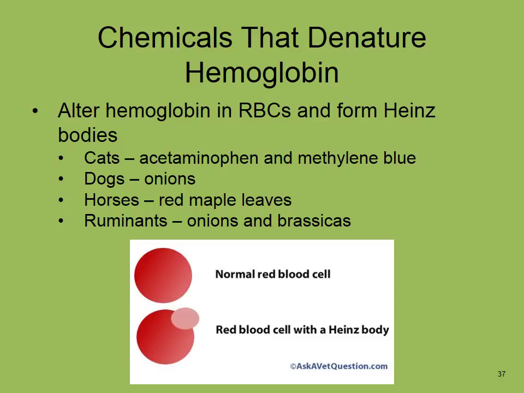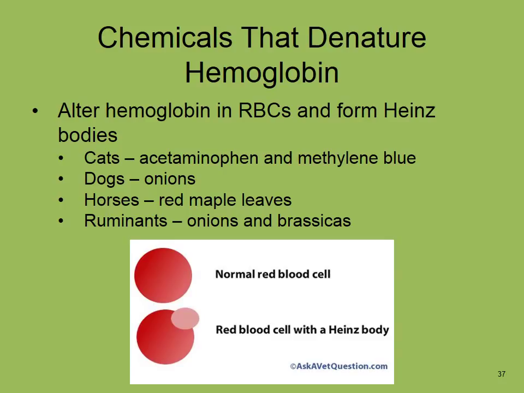Chemicals that denature hemoglobin. This is another thing that we see not uncommonly in clinic, unfortunately. These chemicals can alter hemoglobin within the red blood cells, and they can form Heinz bodies. Cats, this happens most commonly, I would say, in cats. Acetaminophen, that's a big one. Methylene blue, yeah. But acetaminophen is probably the biggest one. People giving their cat Tylenol because the cat was limping, so I gave it Tylenol. Well, this can cause a hemolytic anemia.